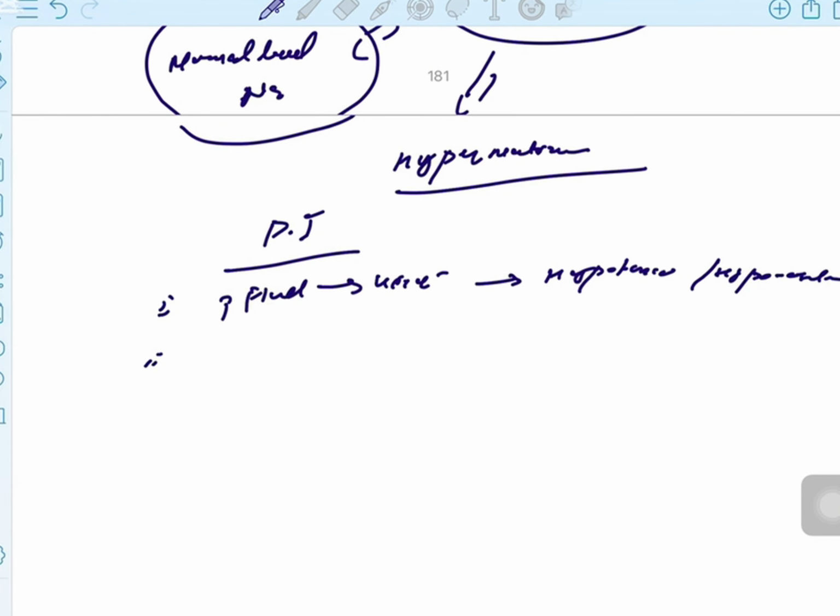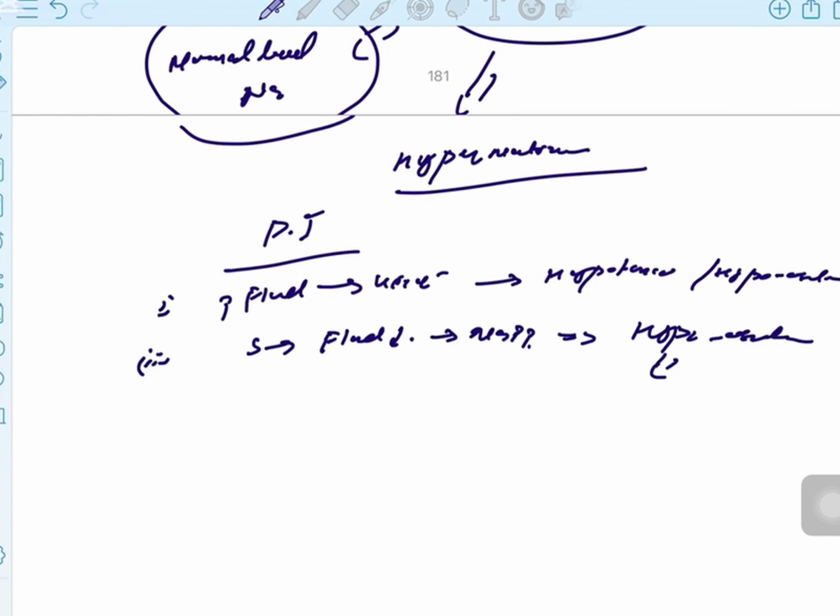Number two, when the fluid is going into the urine, it means the fluid is not going into the blood. So what will we see in the serum? In the serum the fluid will be low, and the sodium concentration will be high because the solute is high. This type of solution is known as a hyperosmolar or hypertonic solution. It's not a big deal, you can say it both ways. So when there is a high amount of sodium, what is going to happen?